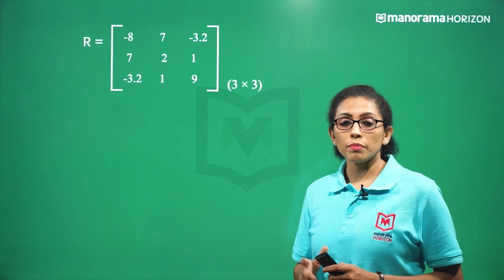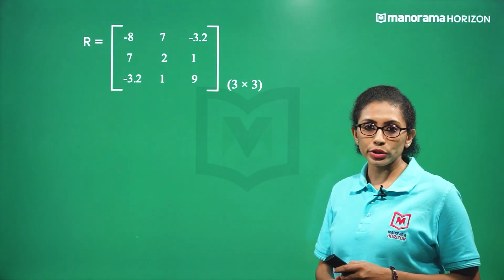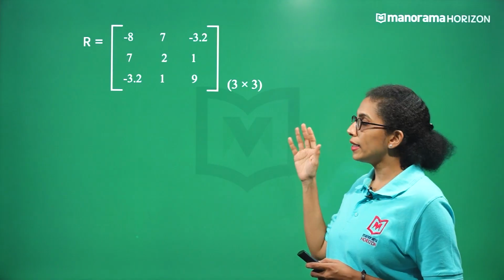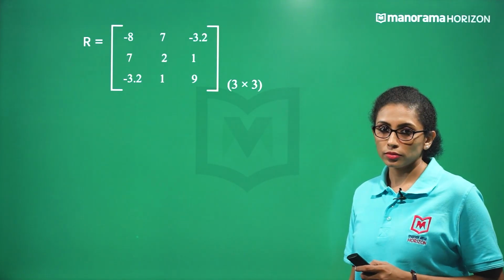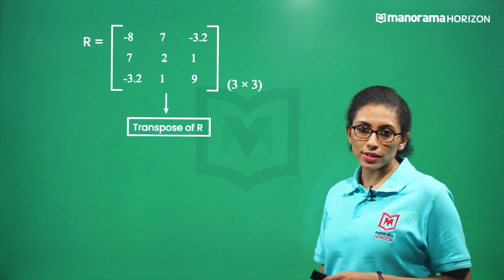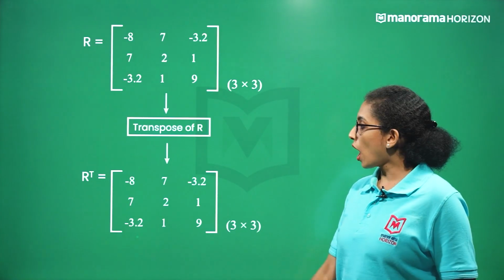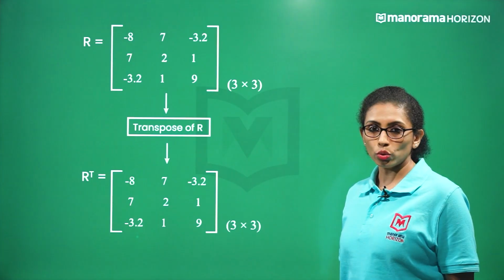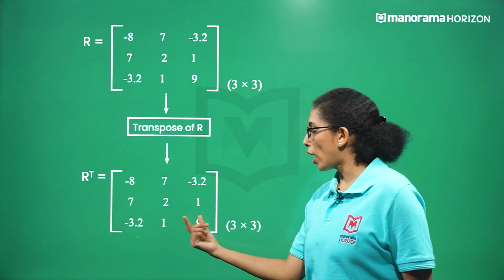Consider, for instance, matrix R equal to [-8, 7, -3.2; 7, 2, 1; -3.2, 1, 9]. Identify whether the matrix R is symmetric or not. What will you do? You will first find the transpose of the matrix R, and we get the transpose of matrix R as R transpose equal to [-8, 7, -3.2; 7, 2, 1; -3.2, 1, 9].